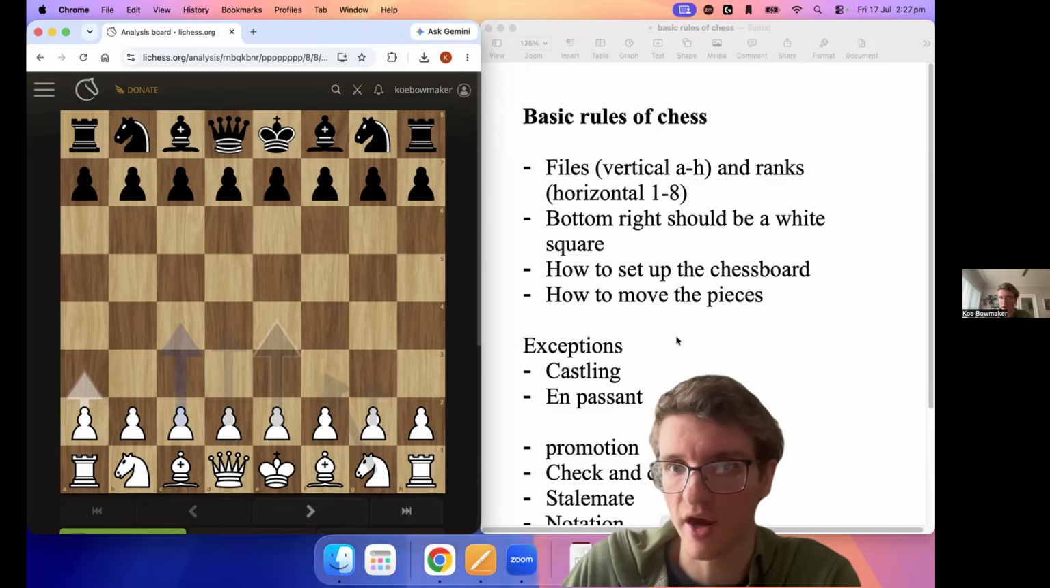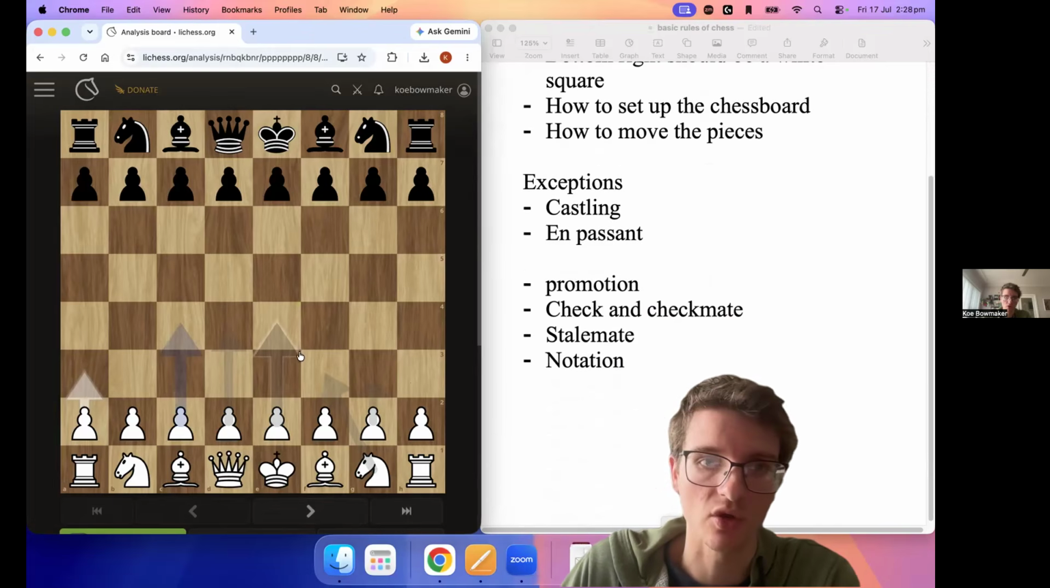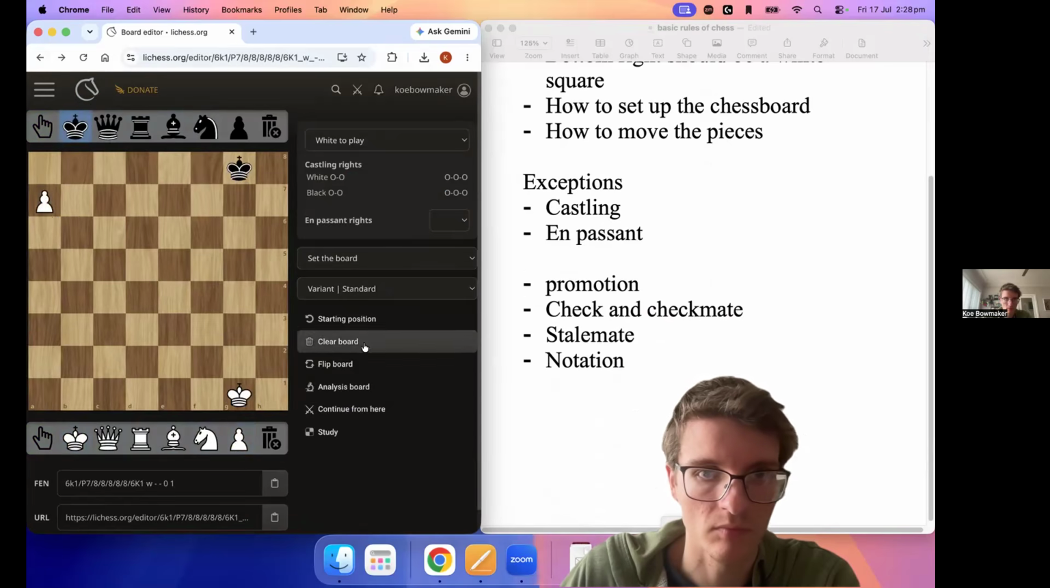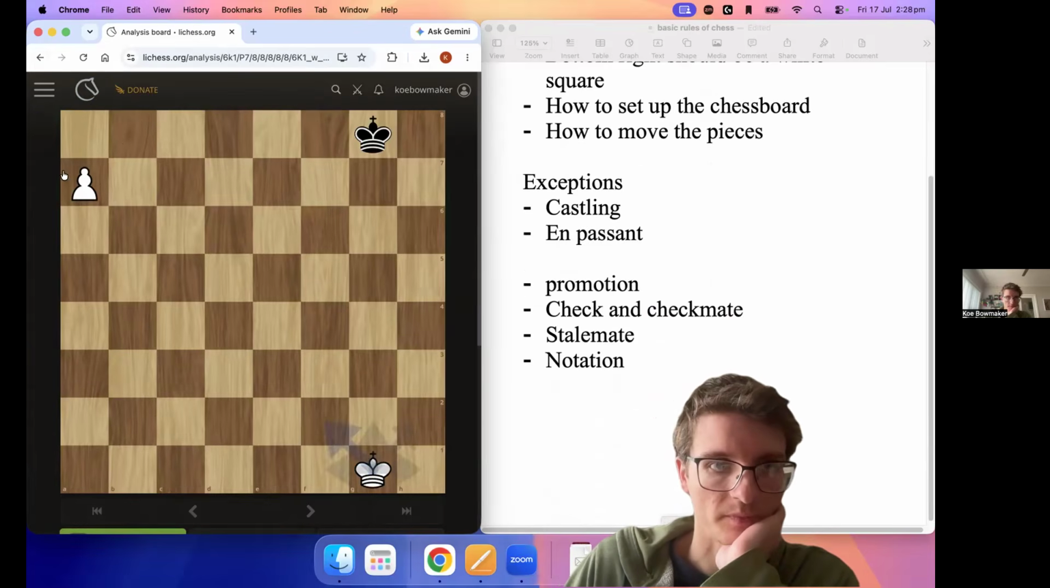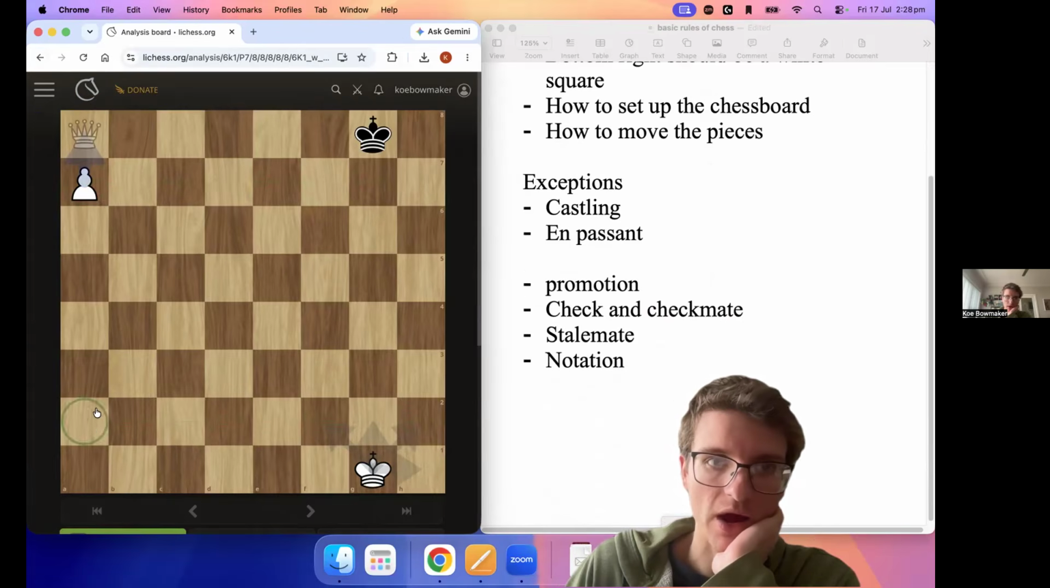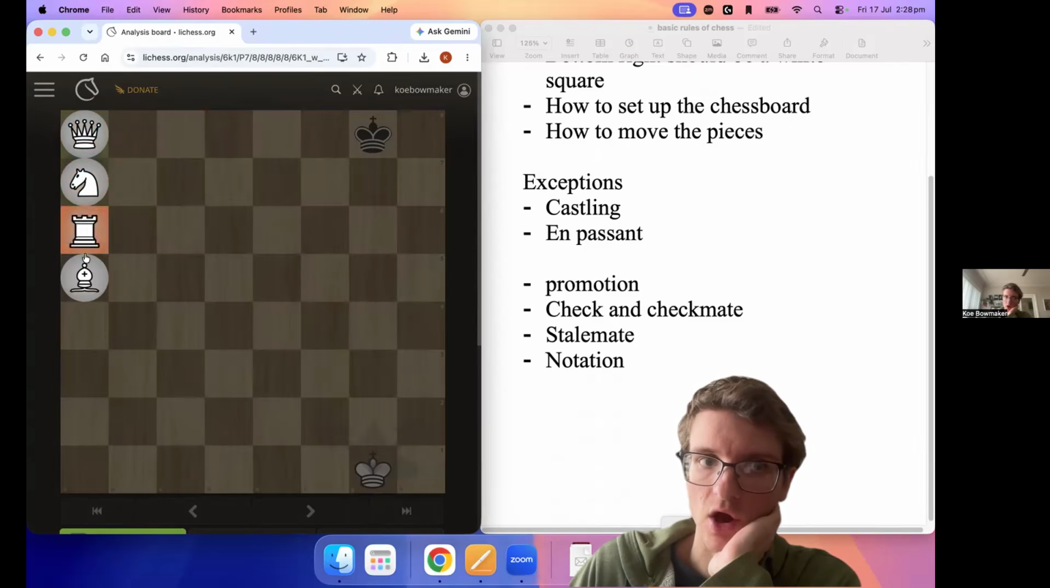Okay, so we've gone over files and ranks. Now we're getting to something called promotion. Okay, so let's clear the board. So if we get to this position here, all the white pawns are going to start on the second rank, all the black pawns are going to start on the seventh rank. So if my pawn gets all the way up to the seventh rank, if a white pawn ever reaches the eighth rank, it could become a queen, a rook, a knight, or a bishop.